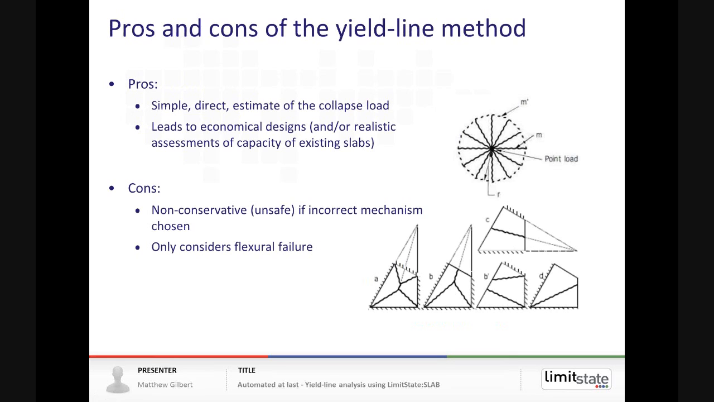So what are the pros and cons of the yield line method? Pros is it's pretty simple. Calculations are relatively simple. You get straight to the collapse load. You don't worry about what happens prior to collapse. From the sort of broader perspective, we end up with economical designs or realistic assessments of the capacity of an existing slab.